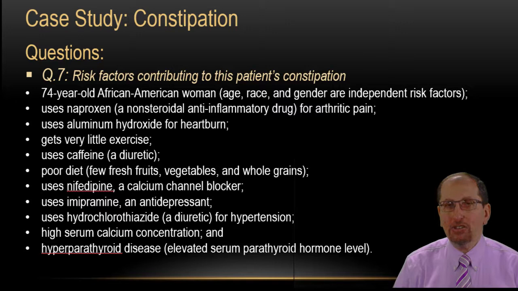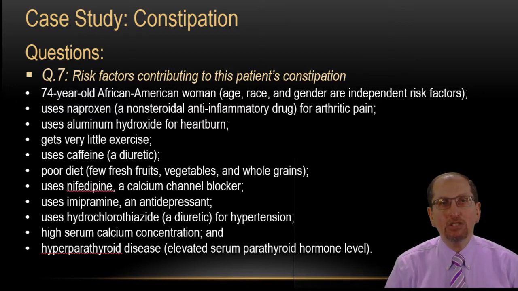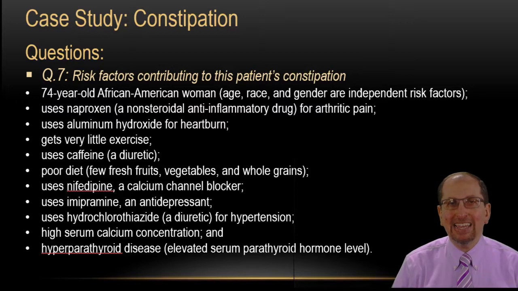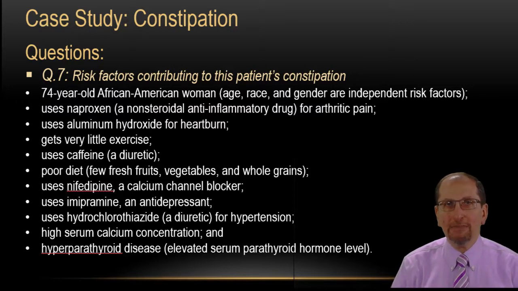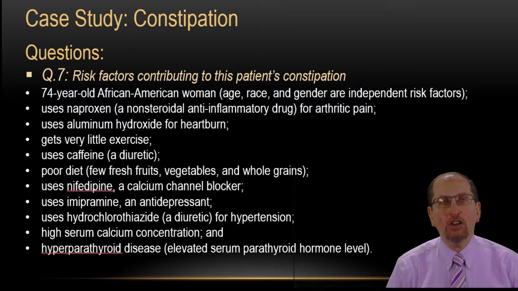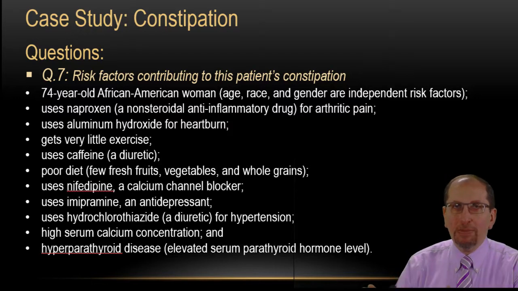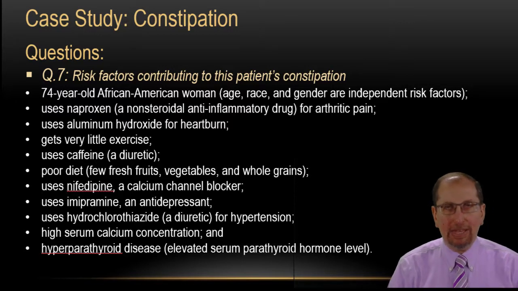Well, the age, race, and gender contribute to the constipation, especially the age, of course, the 74-year-old patient. The use of naproxen. What's naproxen? It's a non-steroidal anti-inflammatory for arthritic pain, and because it is anti-prostaglandin, and prostaglandins might be playing a role in the gut motility. And also she uses aluminum hydroxide for heartburn. Now we have aluminum antacids. Aluminum antacids will result in constipation. Magnesium antacids will result in diarrhea. Aluminum antacids, constipation. Magnesium antacids, diarrhea.